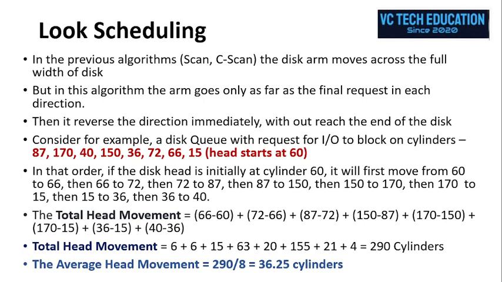Consider the same example, that is 87, 170, 40, 150, 36, 72, 66 and 15. The head starts at 60. In this order, it starts its journey at 60 and then moves to 66, 66 to 72, 72 to 87, 87 to 150, 150 to 170 and 170 to 15.